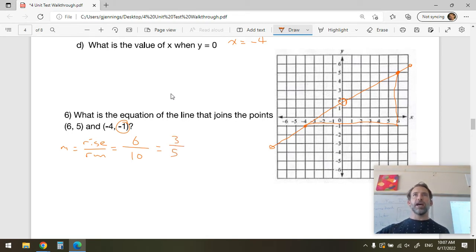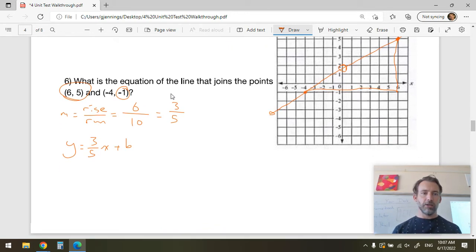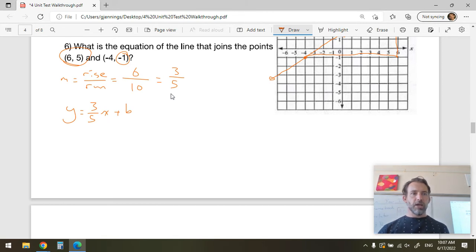Remove the superfluous factor 2. Both 6 and 10 are divisible by 2, so divide both of them by 2. And then you get m is equal to 3 over 5. So now we know that y is equal to 3 over 5x plus some number b that makes it true. Feed it one of the points, and that point looks easier to work with. There's no negatives? Fantastic. We'll work with something with no negatives.